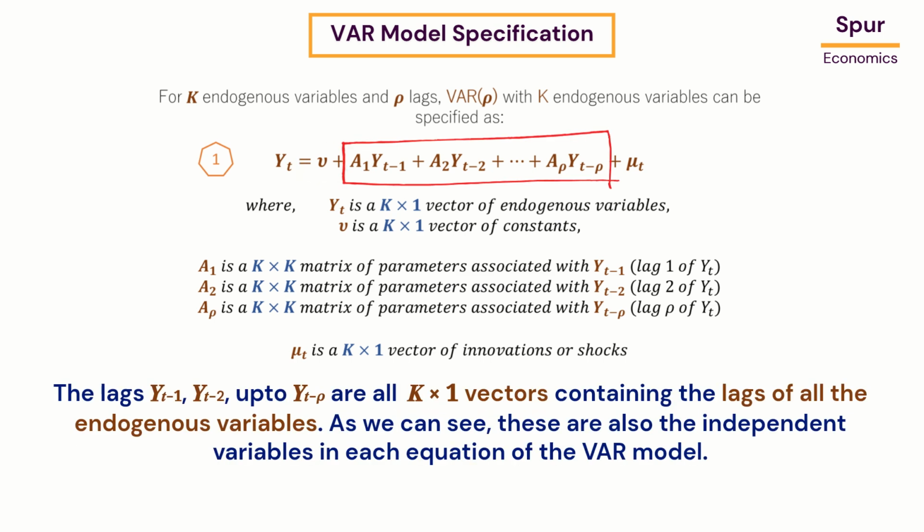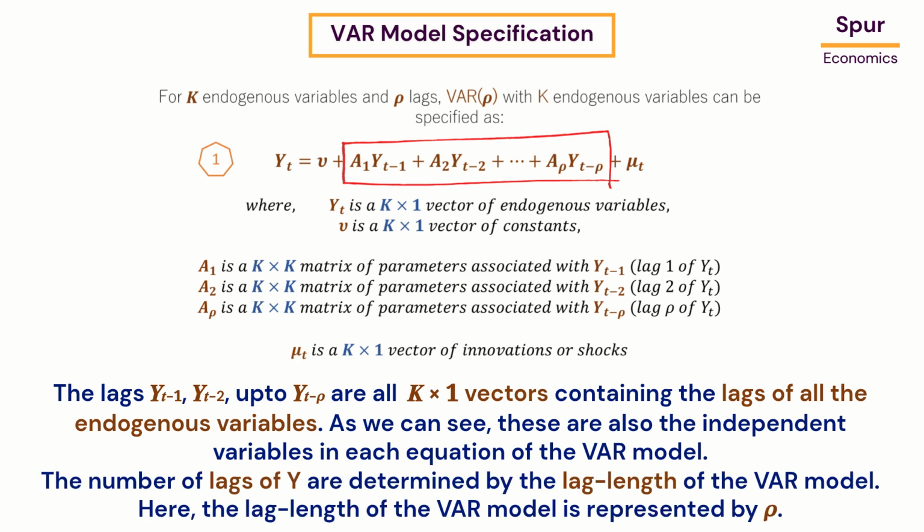The lags yt-1, yt-2, up to yt-ρ are all k by 1 vectors containing the lags of all the endogenous variables. As we can see, these are also the independent variables in each equation of the VAR model. The number of lags of y are determined by the lag length of the VAR model. Here, the lag length of the VAR model is represented by ρ.